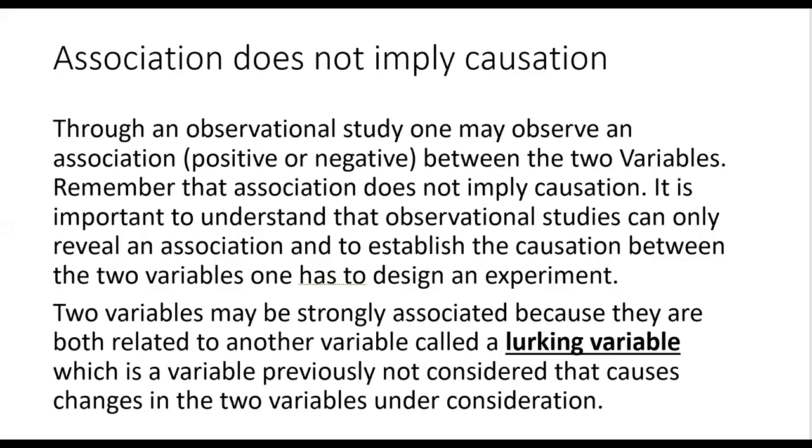So correlation does not mean causation, and the tobacco industry used that fact to argue their case that even though there is a correlation between smoking habits and lung cancer, one does not cause the other. Two variables may be strongly associated because they're both related to another variable called a lurking variable, which is a variable previously not considered that causes changes in the two variables. So let's take a look at an example.